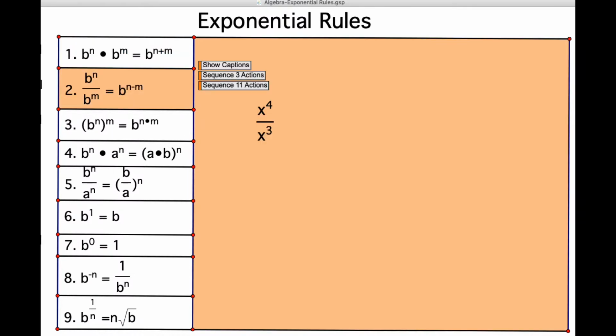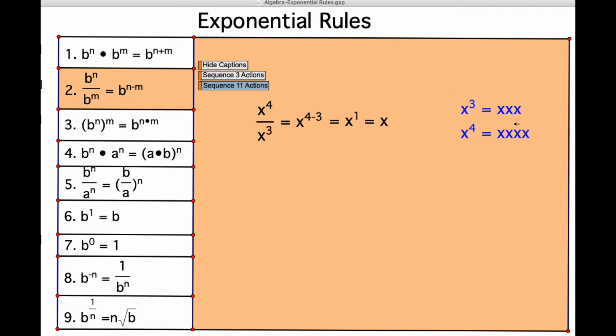Similarly, when I have two exponentials with the same base dividing, I subtract the exponents. I subtract the bottom exponent from the top exponent. So that, for example, if I had x to the fourth over x cubed, then that would simplify to x to the 4 minus 3, which is x to the 1, or x.